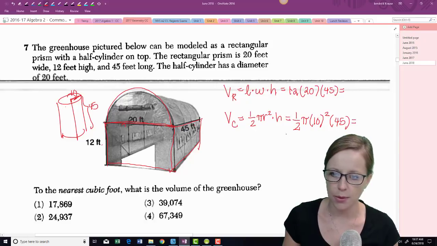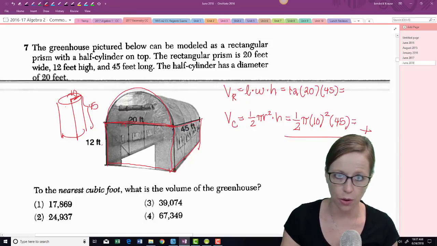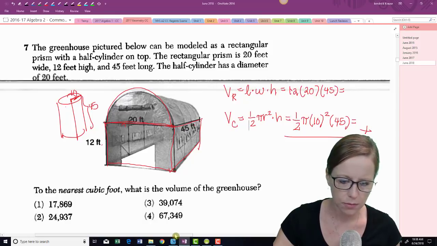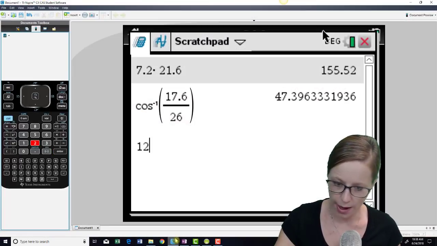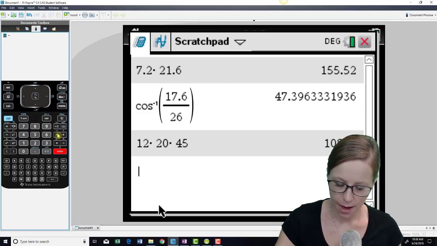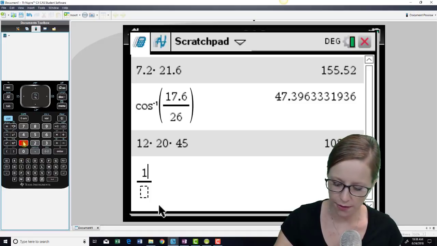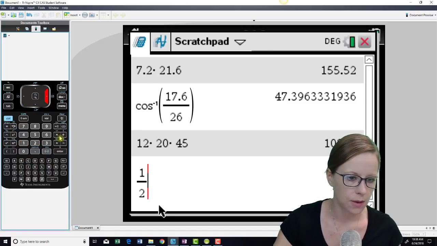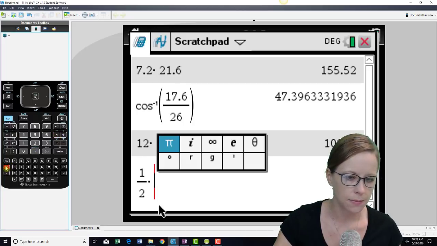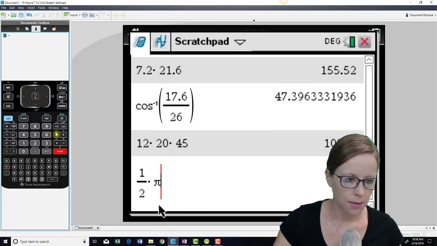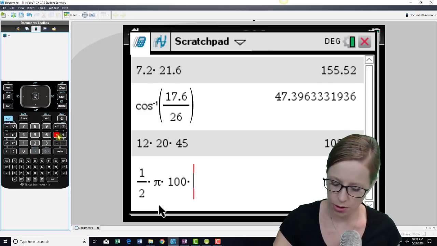And we know we're going to add these up. So here's the thing. I am a big fan of just putting the whole thing in your calculator all at once. So we have 12 times 20 times 45. And then we have 1/2. You could use 0.5 if you wanted. I'm not mad if you do that. Times pi times, I'm just going to write 100 because I know 10 squared is 100, times the height, which is 45.